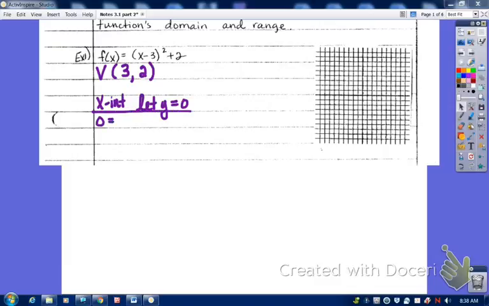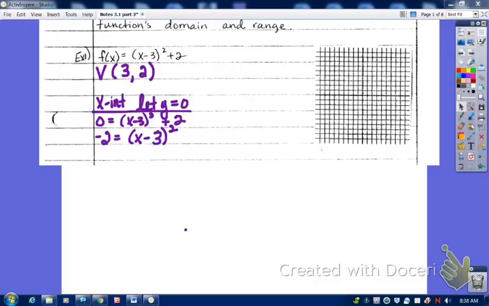So you're going to get 0 is equal to (x minus 3) squared plus 2. And then to find your x-intercept, you're going to solve that equation for x. It's the only variable in your equation. Whatever x value you get, that's where your parabola is going to cross the x-axis. So to solve for x, I've got to subtract 2 from both sides. Then I get negative 2 is equal to (x minus 3) squared. I can't add 3 yet to both sides because that minus 3 is being squared.